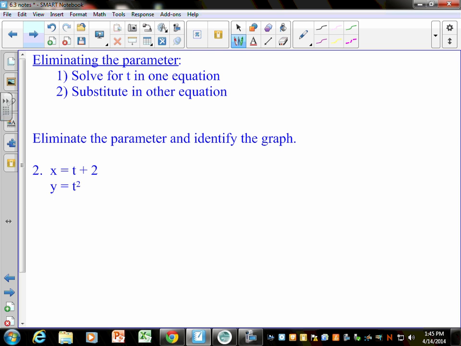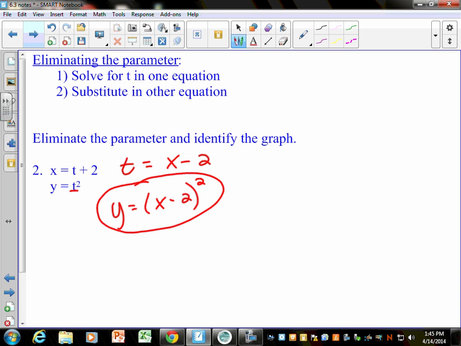Easier than square rooting. Because do you agree that I could say t equals x minus 2? And then could I just plug that in for t there, and I would get y equals x minus 2, squared. And then second hour, they said, do I need to FOIL that out? You could, but as long as it's x and y, and you can tell me what kind of graph it is, this is a perfect answer.